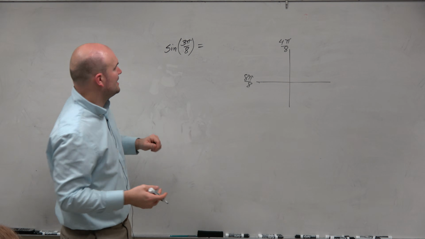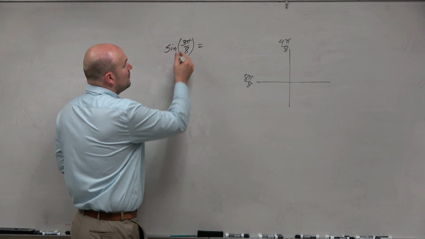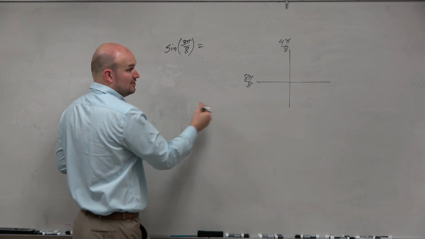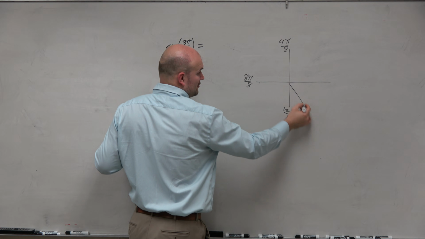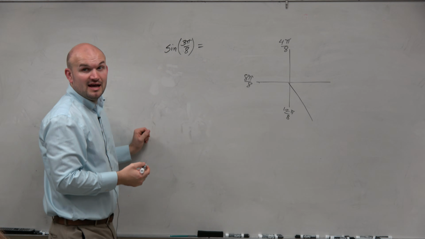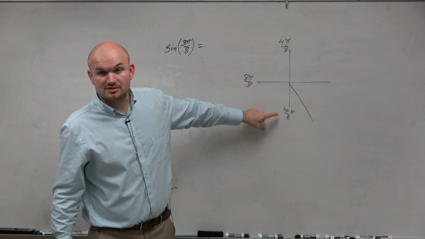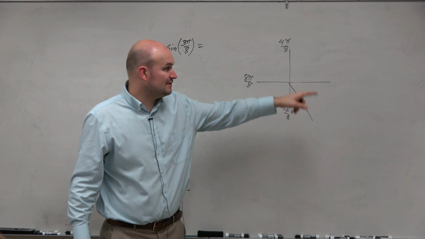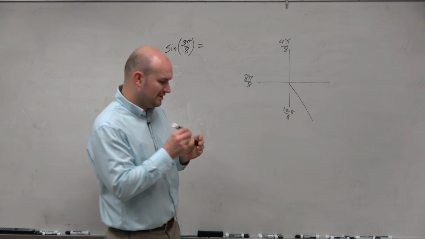The only reason why I bring that up is, let's pretend this was 13 pi over 8. This would be 12 pi over 8, so 13 pi over 8 would be down here, and therefore the sine would be negative. So you'd have to use the negative of the square root with that. But in this case, we're at 3 pi over 8, so we're going to be good.